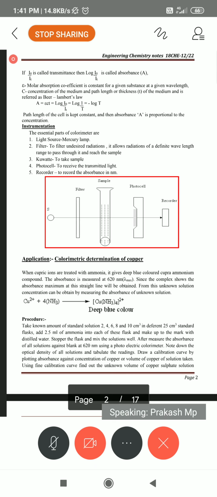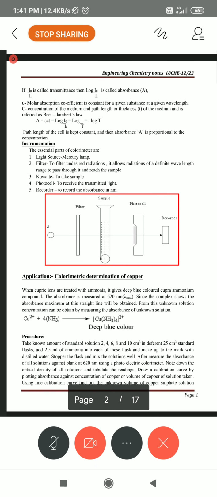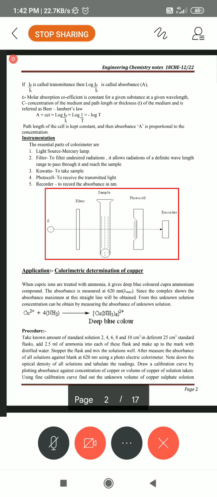For this colorimeter, it requires 50 ml volumetric flasks, as you have already used in the quantitative estimations, volumetric or gravimetric, of the first 6 experiments. In the same way, the size of this volumetric flask is 50 ml. So far we labeled them 1, 2, 3, 4, 5, that is enough. The sixth one is the test solution. The first one is a blank solution.